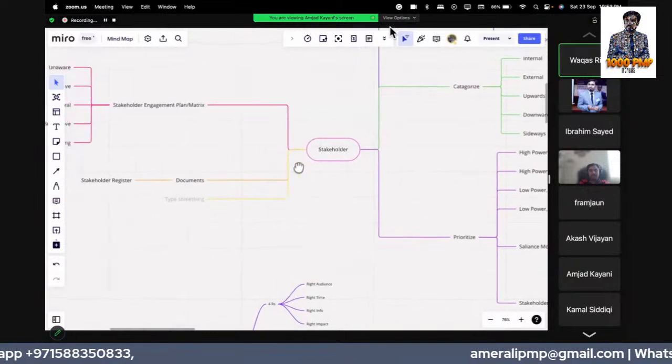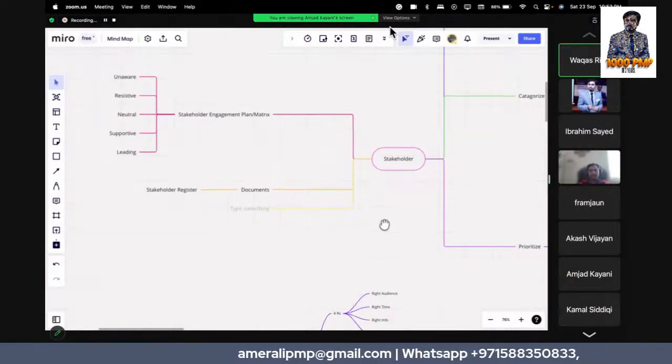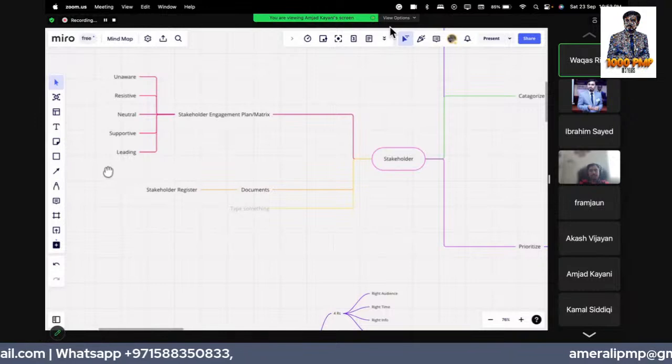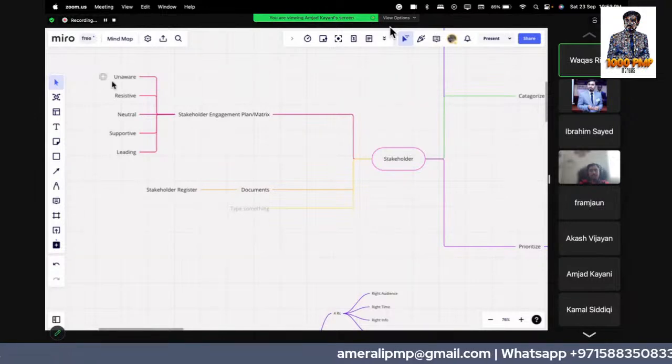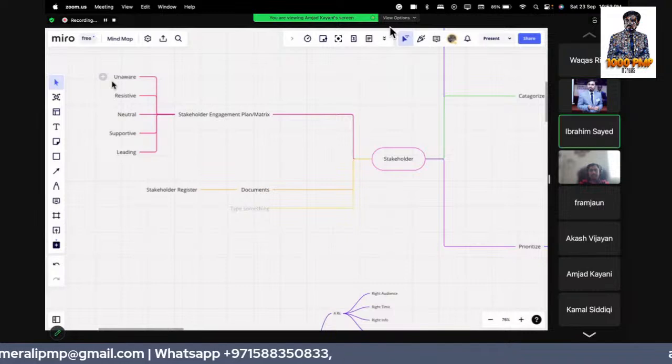And we have the stakeholder engagement plan. How we are going to change the current level of stakeholders to our desired level is called the stakeholder engagement plan. This plan will be put in front of the sponsor or change control board to approve. After approval, it will remain the same throughout the project.